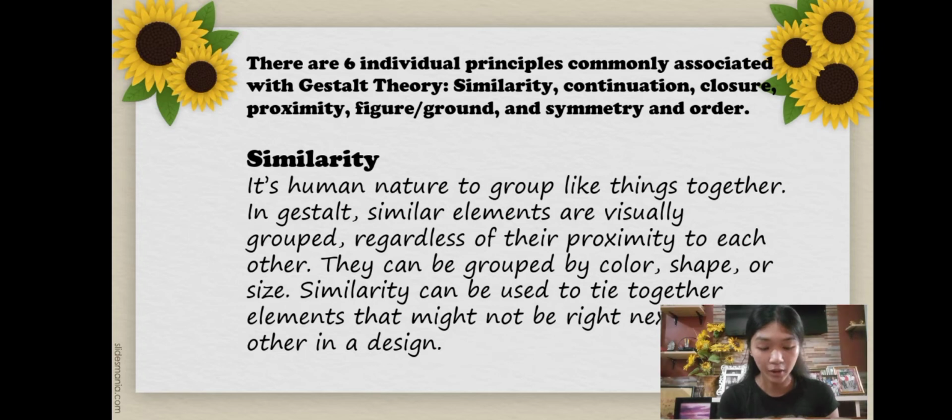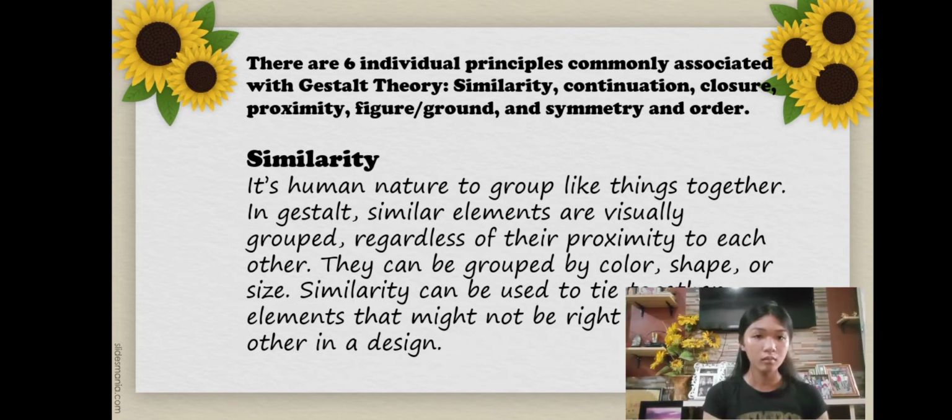It's human nature to group like things together. In Gestalt, similar elements are visually grouped regardless of their proximity to each other. In similarity, syempre yung mga pagkakapare-parehas. They can be grouped by color, shape, or size. For example, in color, a group of red apples, a group of blue shirts and socks. Basta same yung object and we can say na meron similarity doon.